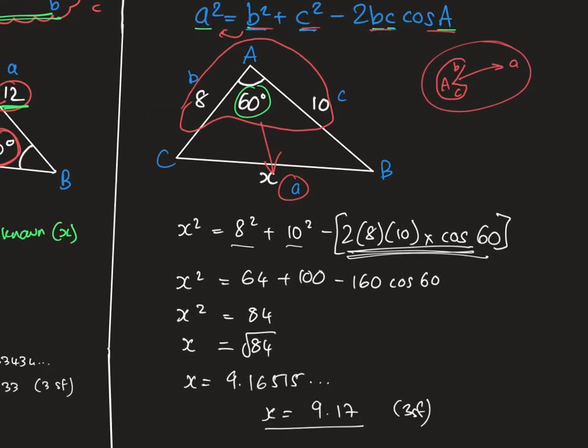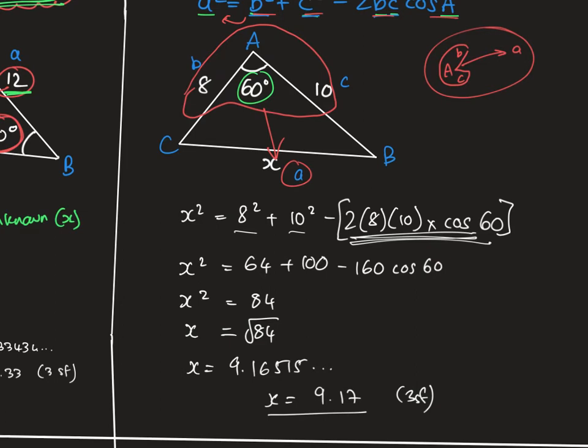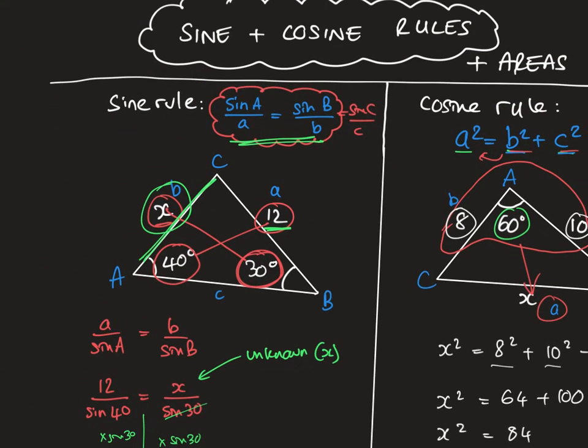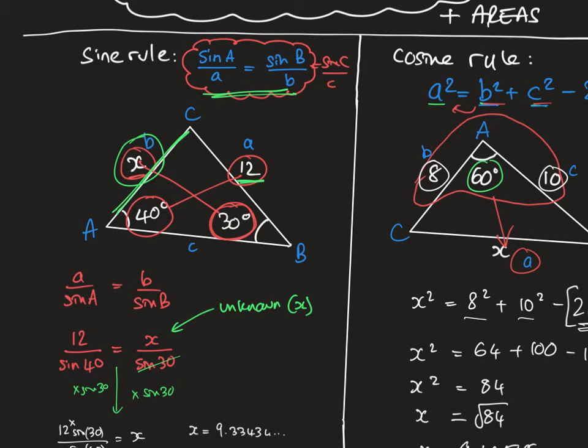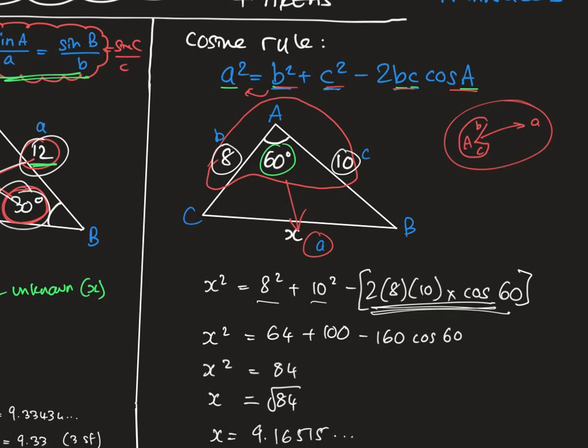Again, I look at this and I can see that 9.17 is in line with this 8 and this 10, so it's not ridiculous. It's not like 200 or something like that. Now let's quickly recap. What we've got is the sine rule here, where you can see we've got these opposites, whereas with the cosine rule, we've got these three together, ganging up on this opposite side here.